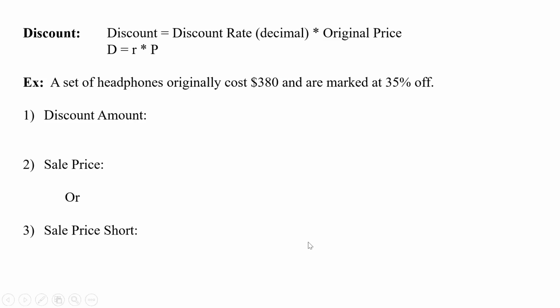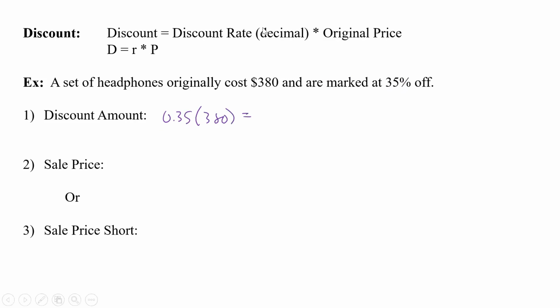Okay, same thing works with discounts. So the discount rate, again, we're going to have to convert it to a decimal, times your original price. All right, so discount amount. Well, our rate is 35% off. So we're going to drop the percent and move the decimal 2 places to the left, so that's going to be 0.35 times our original cost, which is 380.